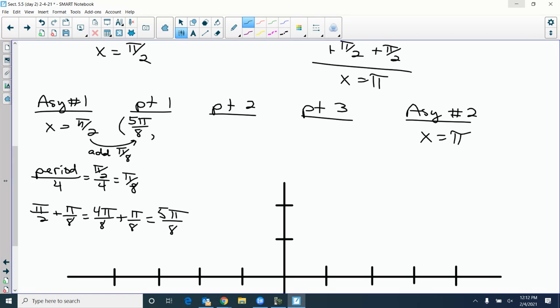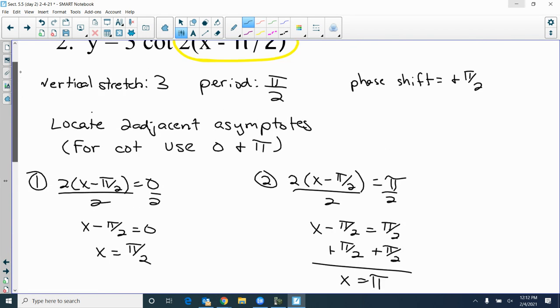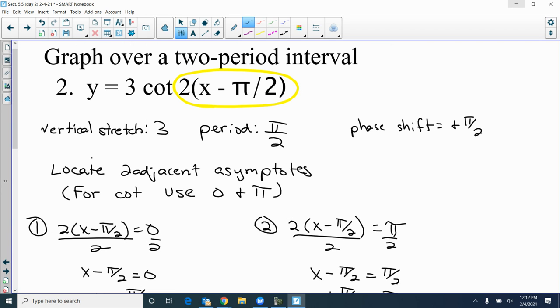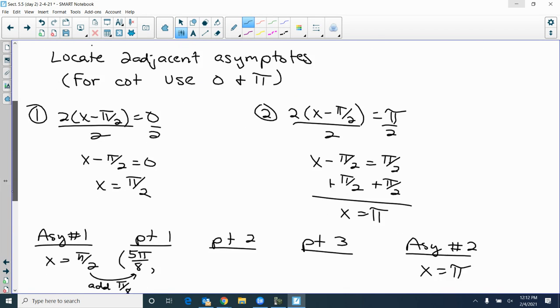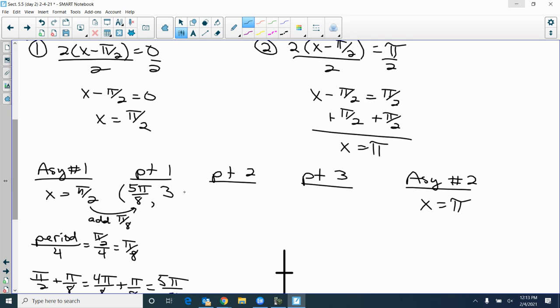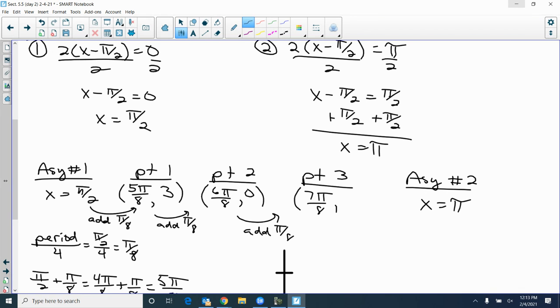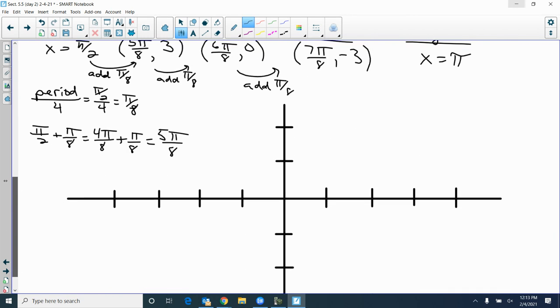Okay, so it's going to be positive 3 because it's stretched by that 3 in front. So it stretches it up. So that would be correct. Add another pi over 8. And that's going to be 6 pi over 8, which is 3 pi over 4, 0. Add another pi over 8. And I get 7 pi over 8, negative 3.